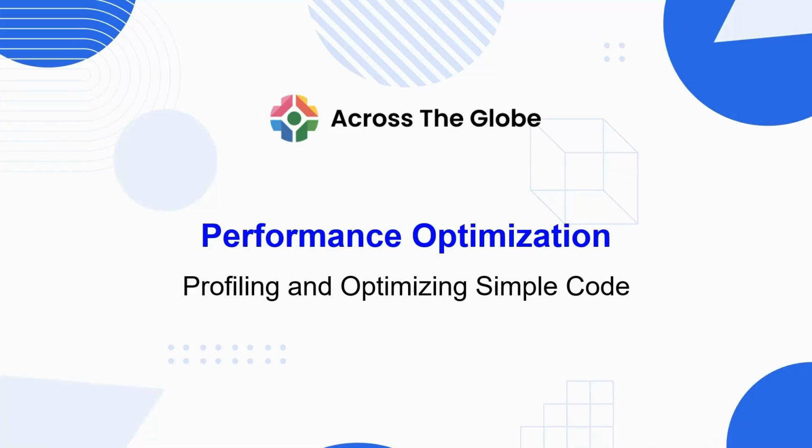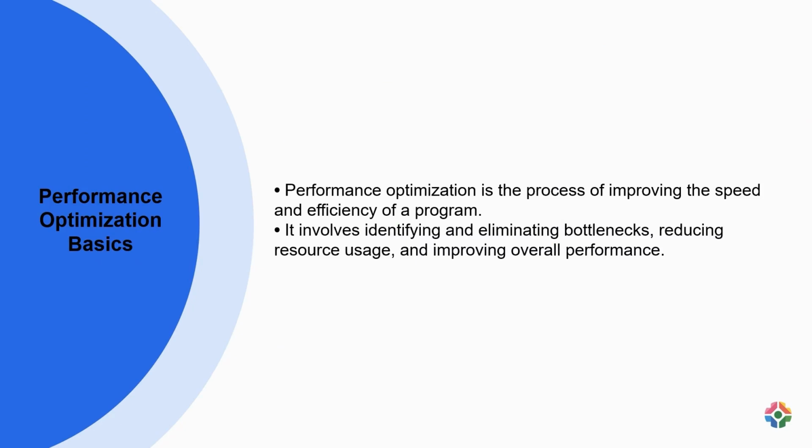Today we will learn about performance optimization. Performance optimization is crucial in software development to enhance the speed and efficiency of programs. This process centers on locating and removing bottlenecks, minimizing resource consumption, and ultimately boosting the program's overall performance. For instance, optimizing the loading time of a website by compressing images and reducing unnecessary scripts can significantly improve user experience. In essence, performance optimization aims to streamline operations and enhance the efficiency of software systems.